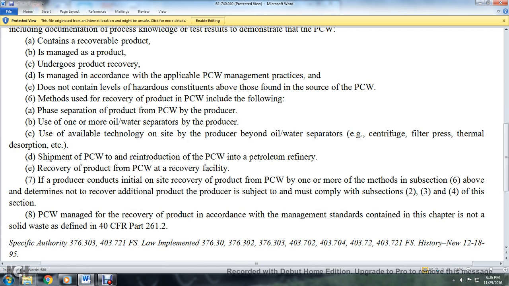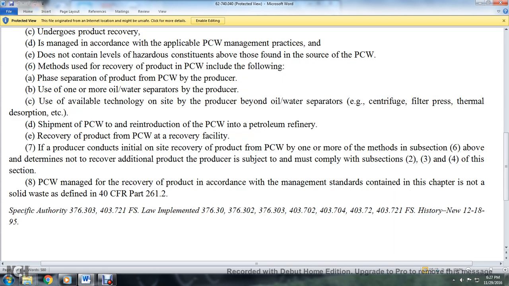If the producer conducts an initial on-site recovery of the product from the petroleum contact water using one or more of the methods in subsection 6 above and determines not to recover additional product, the petroleum contact water must comply with subsections 2, 3, and 4 of this section. Petroleum contact water remains with the recovery product in accordance with the management standards contained within the chapters, and is not a solid waste as defined in Title 40 CFR Part 261.2. Specific authority 376.303, 403.721, Florida Statutes 376.330, 376.303, 403.702, 403.704, 403.721. History: December 18, 1995.